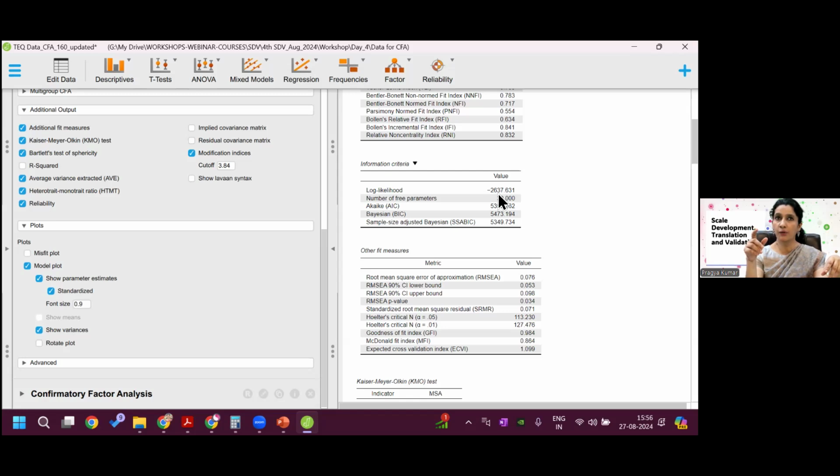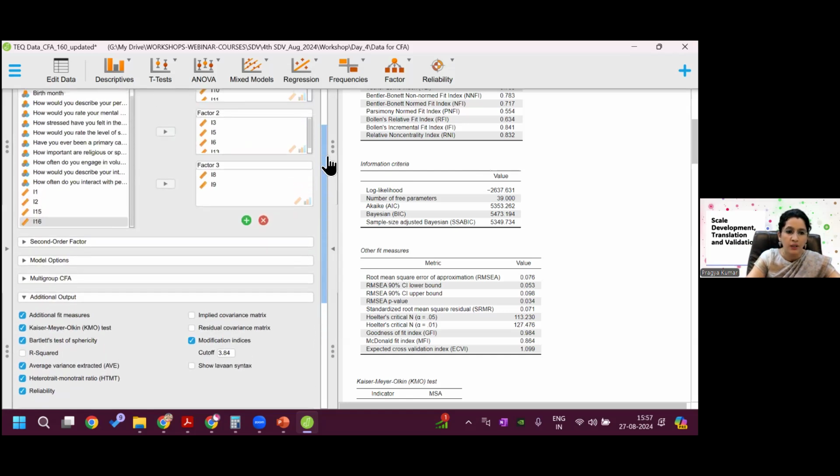So in CFA, we don't apply rotation. You have already seen rotation in EFA, and you don't have any other option also. Rotation is only there to see the underlying factor structure. When the idea is to get the confirmation of already extracted factors, then you don't do it.